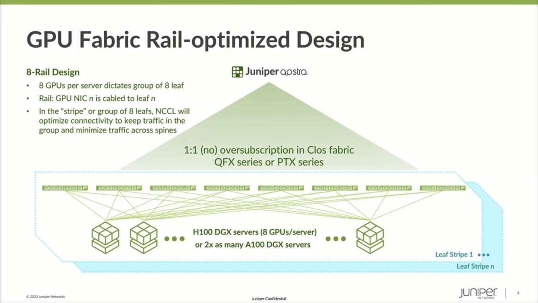NVLink inside the server connects all of the GPUs so that when GPU 1 needs to talk to GPU 2, it doesn't need to go out of the NIC to a switch and then back in. It can go over the NVLink. So for this reason, the 8 GPU NICs are actually not typically connected to the same leaf. So there's not really a concept of a top of rack switch here.